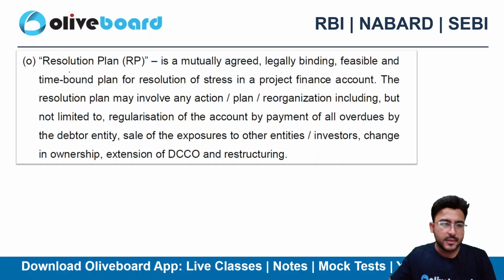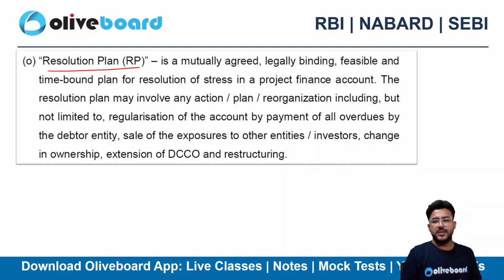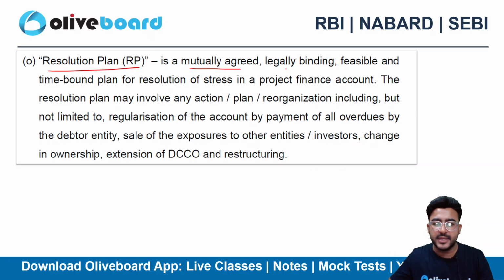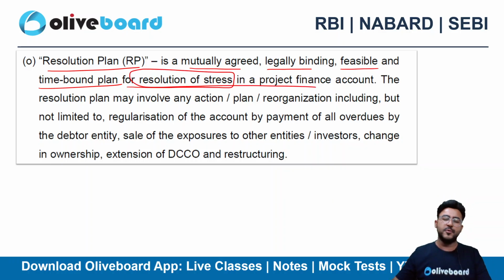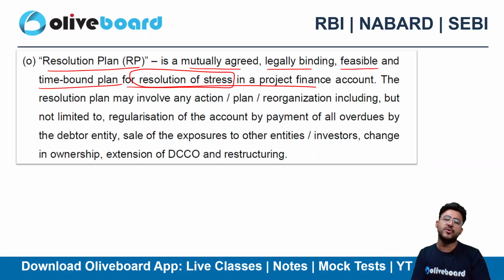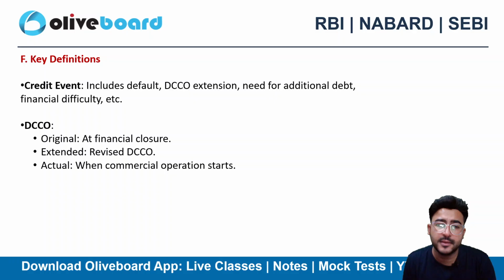Resolution plan. Now there might be issues with the repayment of loan, right? Let's suppose if a party is defaulting, then there needs to be a resolution plan as well. So it's nothing but a mutually agreed, legally binding and feasible time-bound plan for resolution of stress in a project. Let's suppose a stress is there in the project. The debtor is not able to repay the money to the lenders, right? So we need a resolution plan, and that's what a resolution plan is all about, right?